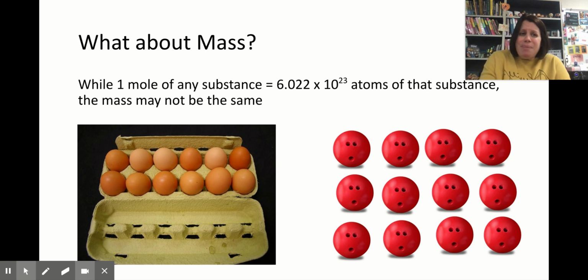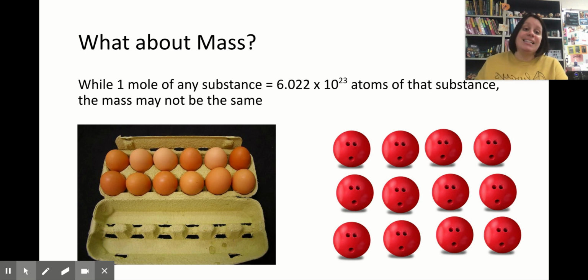Do they have the same mass? Would they weigh the same? No. A dozen eggs would obviously weigh a lot less than a dozen bowling balls, because bowling balls usually range somewhere like 5 to 10 pounds a piece. An egg is not even a pound. So you're having a significant difference in the mass or the weight. Even though we have the same amount of them, our mass or weight are different.